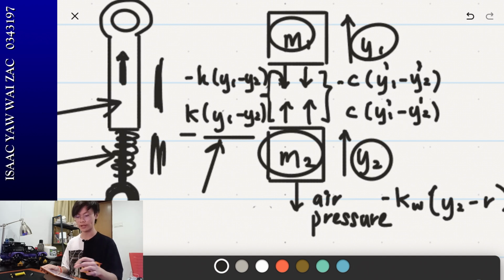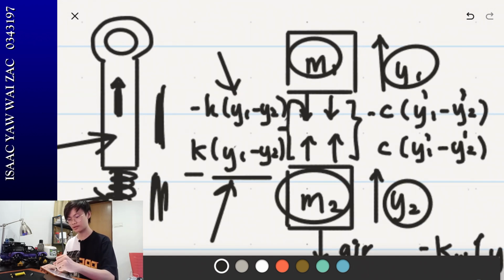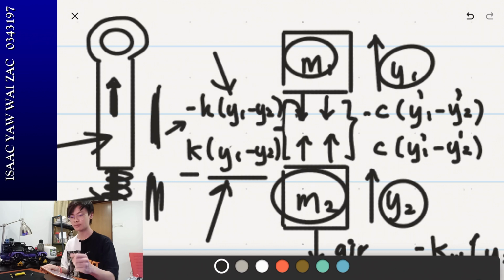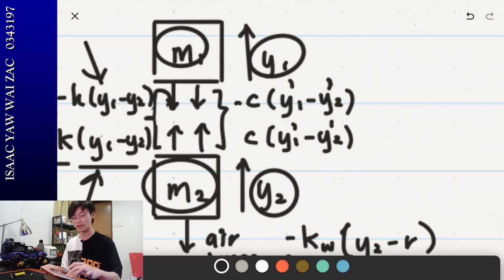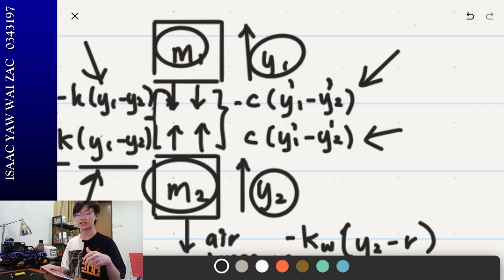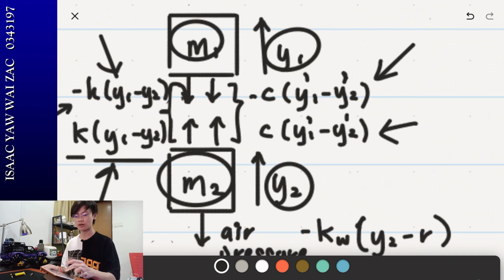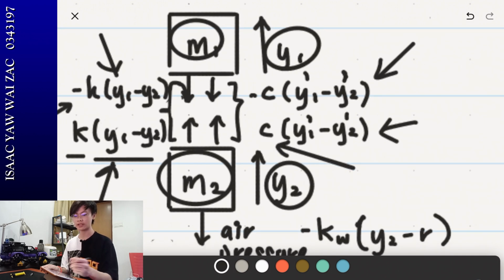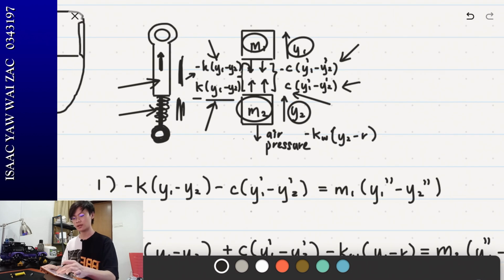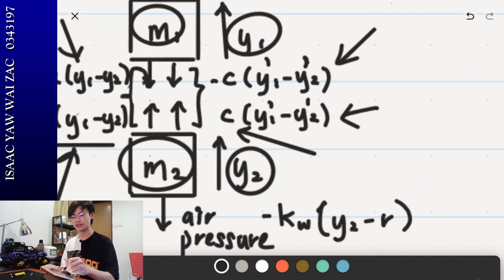As you can see here, this is the same, but then we have negative k because of the force acting downwards. Same thing here. But for the distance, for y1 and y2, I put prime, which means I need to differentiate one time, because this is the damping system, or the damping part, in which the damping constant is denoted by c. That is why we need to differentiate once.